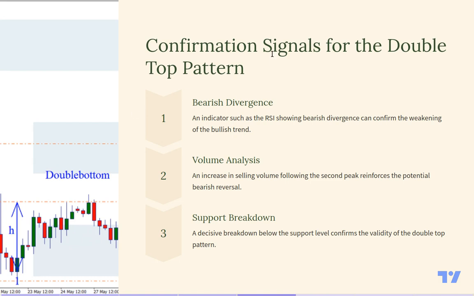Confirmation signals for the double top pattern. There are three confirmation signals. Number one, bearish divergence. An indicator such as the RSI showing bearish divergence can confirm the weakening of the bullish trend. Number two, volume analysis. An increase in selling volume following the second peak reinforces the potential bearish reversal. Number three, support breakdown. A decisive breakdown below the support level confirms the validity of the double top pattern.